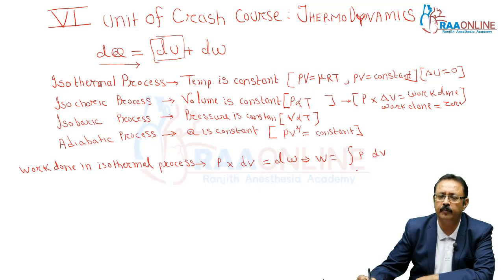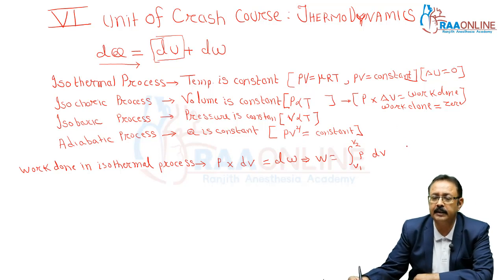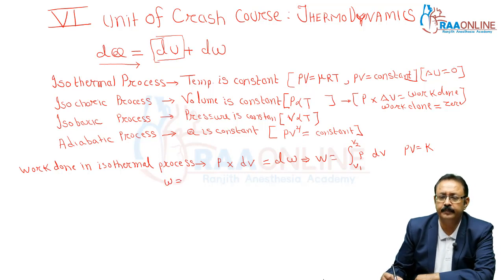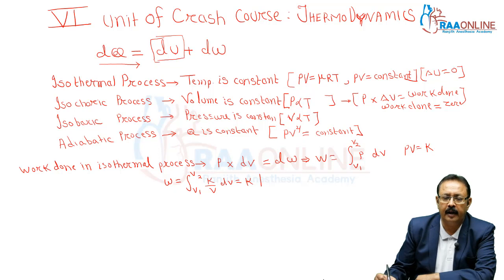Suppose you want to change the volume from V1 to V2, but we are going to integrate with respect to V, but P is not there in terms of V. We know that at this time gas is following Boyle's law and PV is equal to constant. So remove this P with the help of this law. So work done will become integration from V1 to V2, P means K by V dV. K is constant, take it outside the bracket, and integration of 1 upon V is log V.